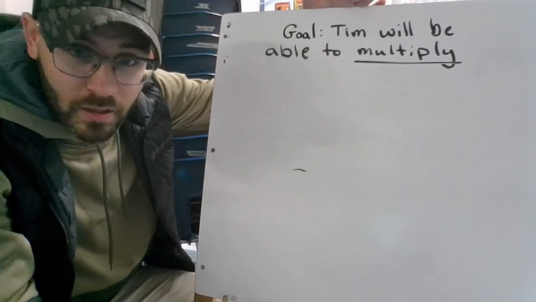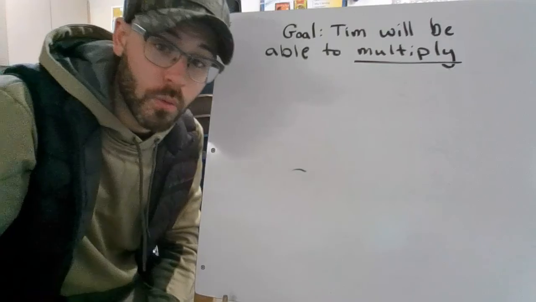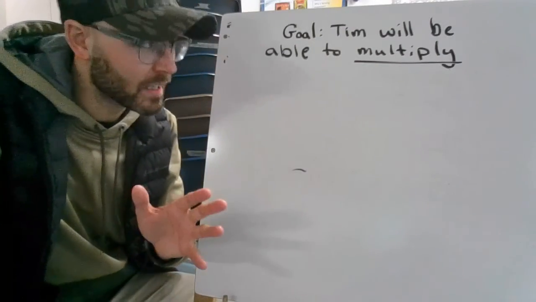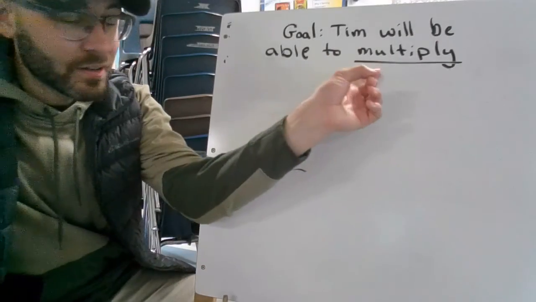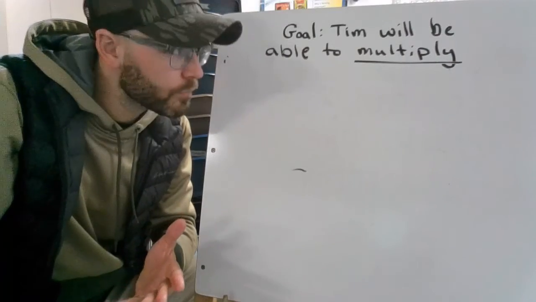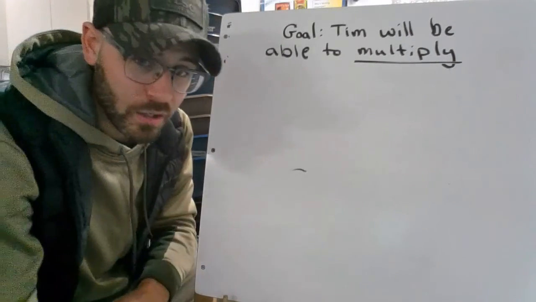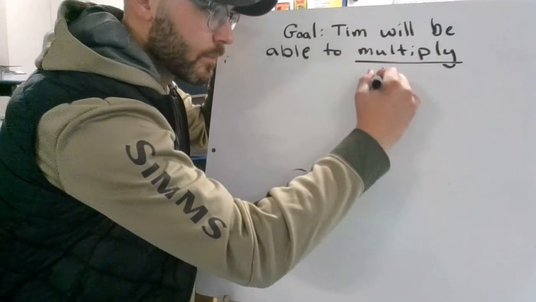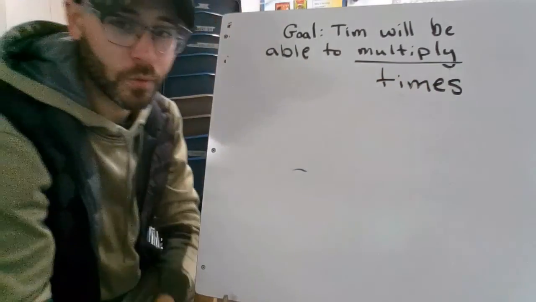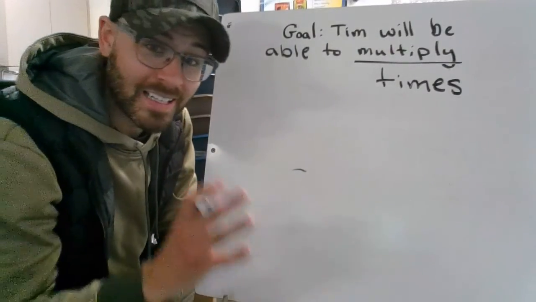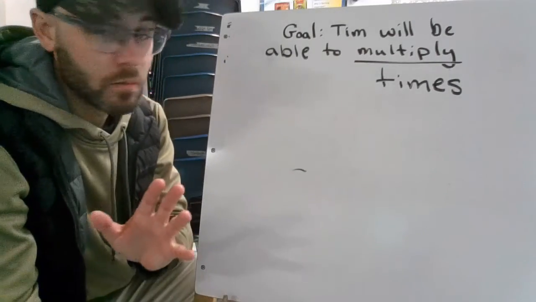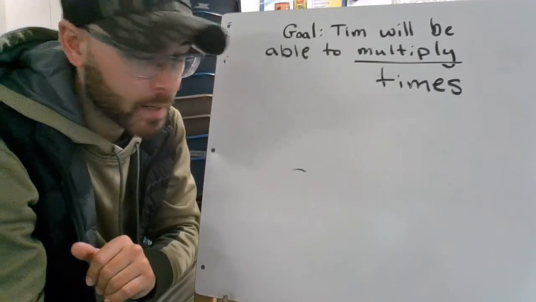So, Tim, my goal for you today is Tim will be able to multiply. Now, sounds simple, but it can be kind of difficult. We have to understand what multiply truly means in order to do it. Multiply. Maybe you're thinking you've heard me also say the word times before. And yes, those 2 words mean the exact same thing. Times and multiply, same exact thing. You might see them a little bit differently on paper sometimes.